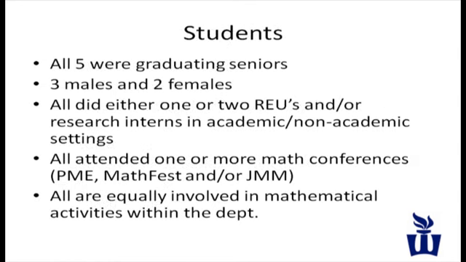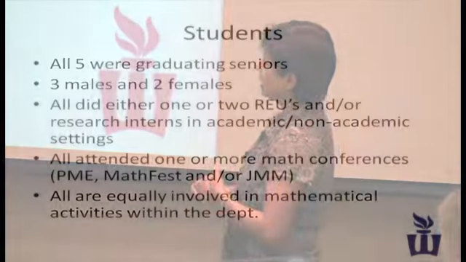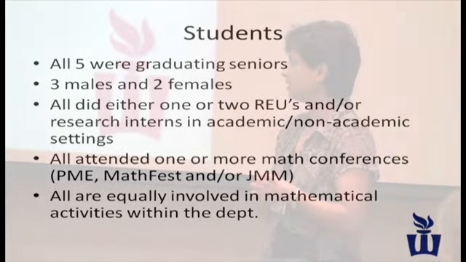In this course we had about 5 students, all graduating seniors, 3 males and 2 females. All did either 1 or 2 RUs while at the university. They have also done some research internships, and all have attended one or more math conferences, either Pi Mu Epsilon, MathFest, or the Joint Math Meetings. They are all equally involved in different mathematical activities within the department. This is the first step: knowing your students, what they have known, especially in the mathematical world, and how they have functioned so far.